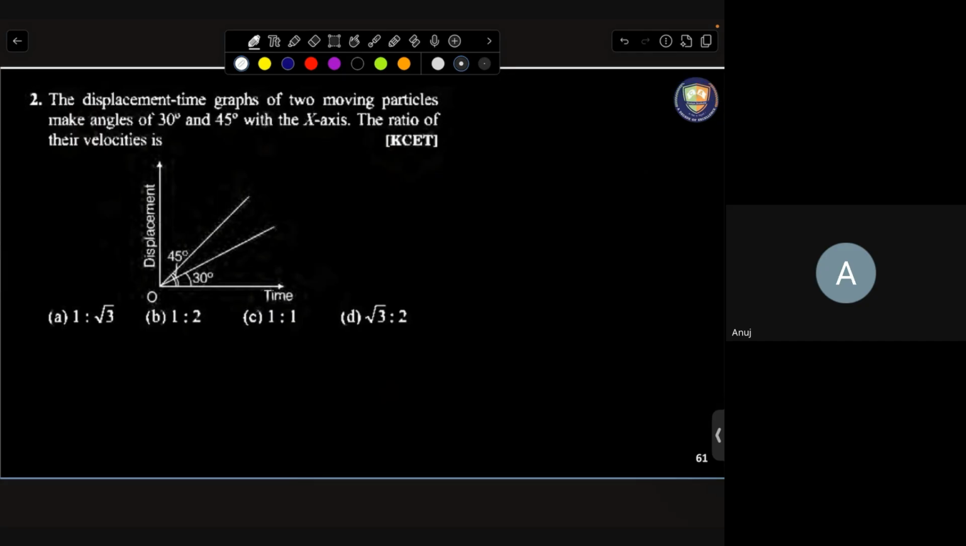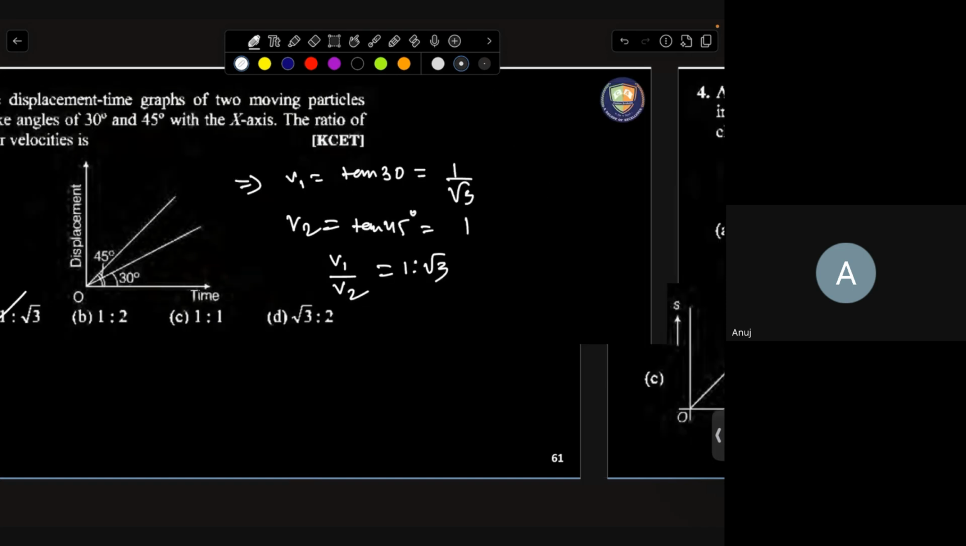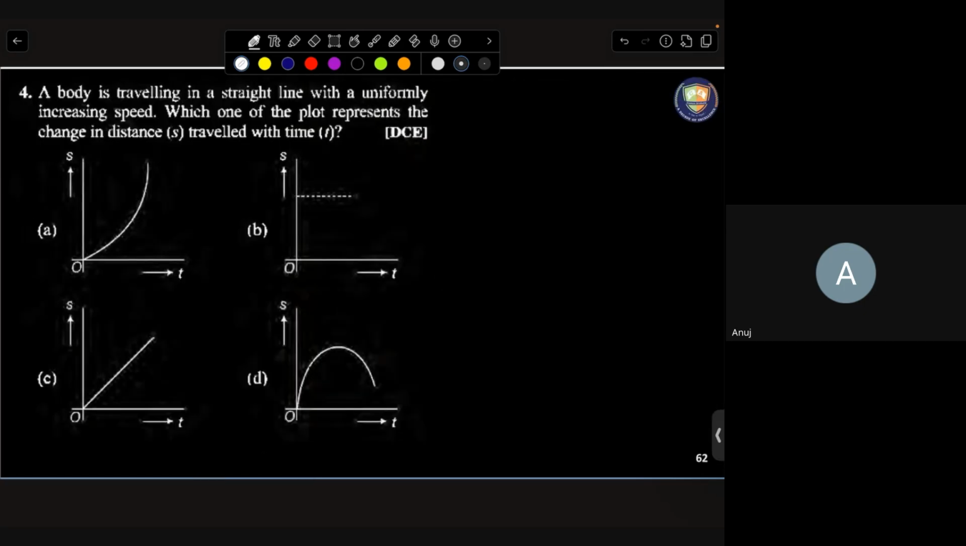And this is also an easy question, because if you look, this is a displacement-time graph, and the slope gives you the velocity. So V1 is tan 30 degree. Tan 30 is 1 by root 3. V2 is tan 45 degree, which is 1. So the ratio is 1 is to root 3. This will be the answer. I think this was easy. Okay, see this question.